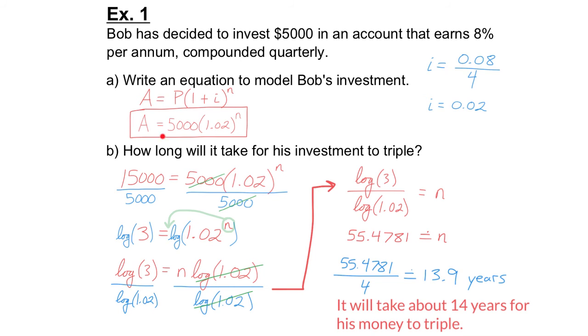Okay, so we have an equation in exponential form. We take the log of both sides, and then we can simplify and solve. That's going to be the common theme for the next couple examples.